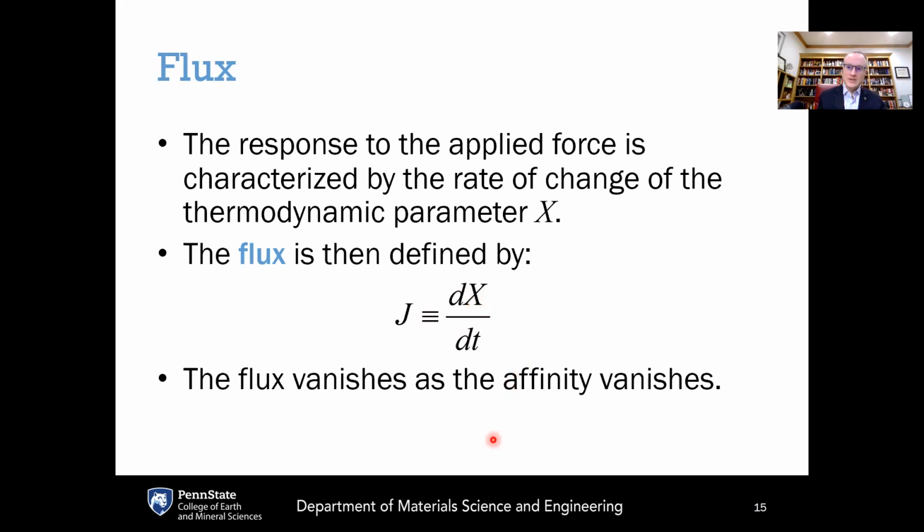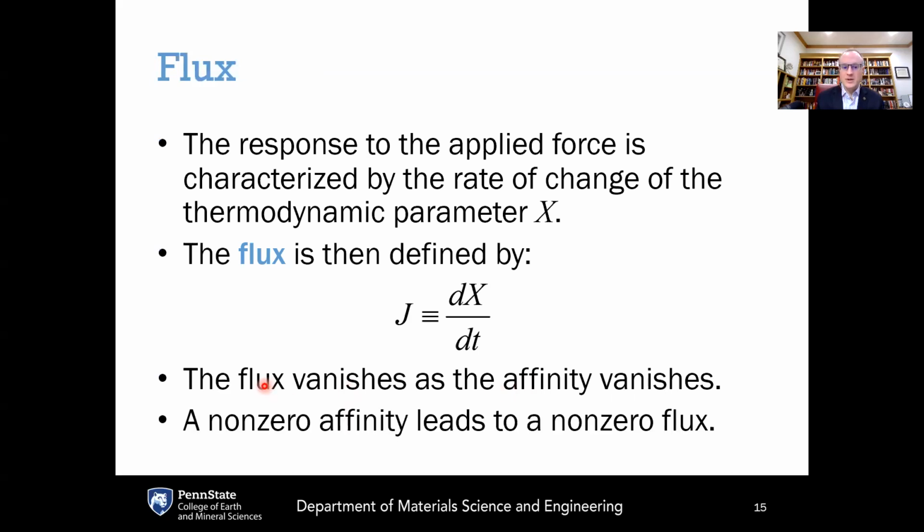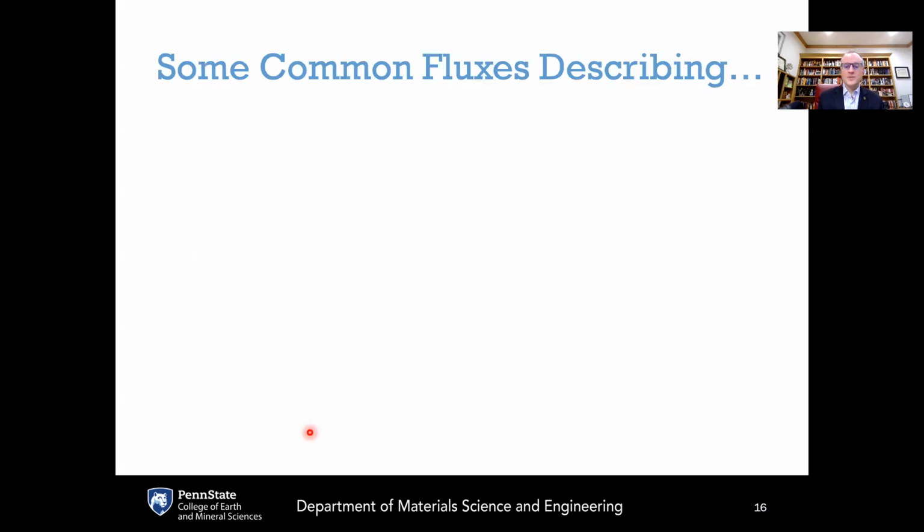And using this analogy of the affinity being the cause and the flux being the effect, the flux vanishes as the affinity vanishes. So if we lose our thermodynamic driving force for the irreversible process, then we also lose the flux associated with it. And likewise, a non-zero affinity leads to a non-zero flux. We already know some of these from our basic physics class.